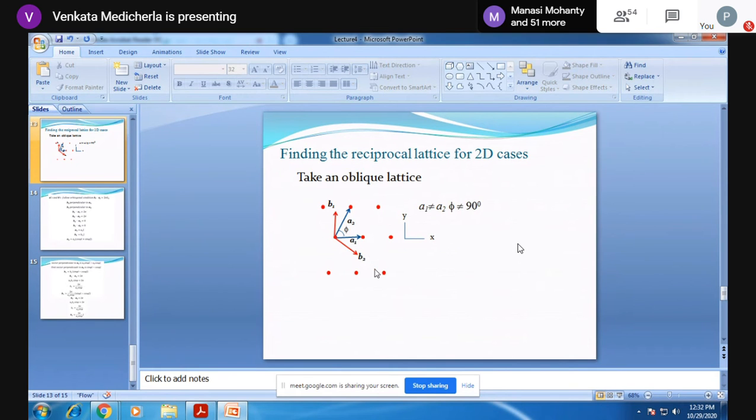Because you know that if you want to get B1, what is B1? That is A2 cross A3 by some constant. A2 cross A3 means A3 is, you have to imagine that A3 is perpendicular. A2 cross A3 gives the direction like this. It will be perpendicular to A2 and perpendicular to A3. But that is not important here. You can just use these relations and find.